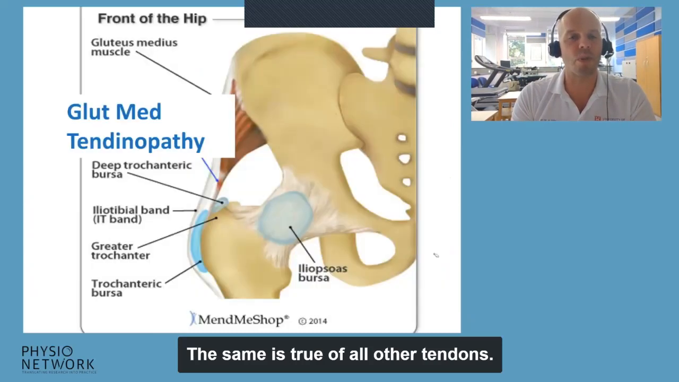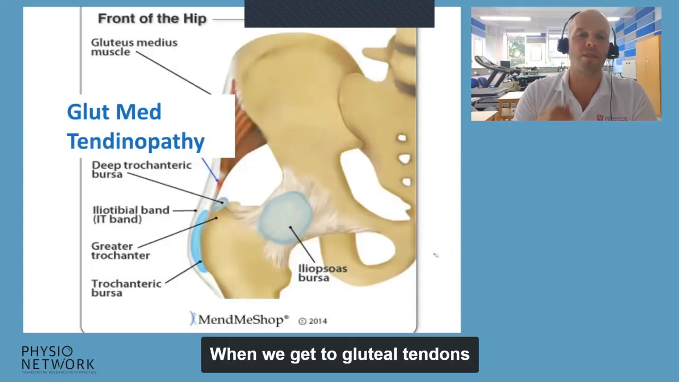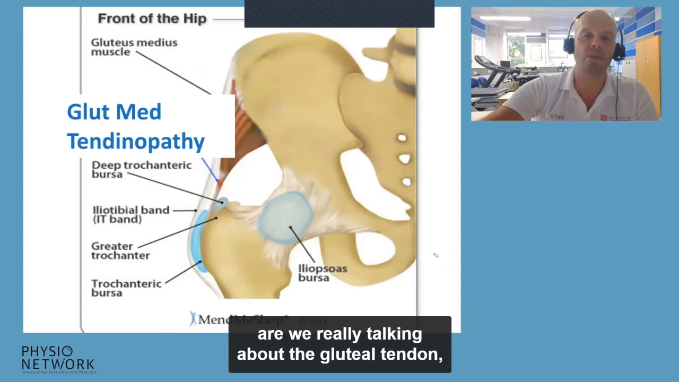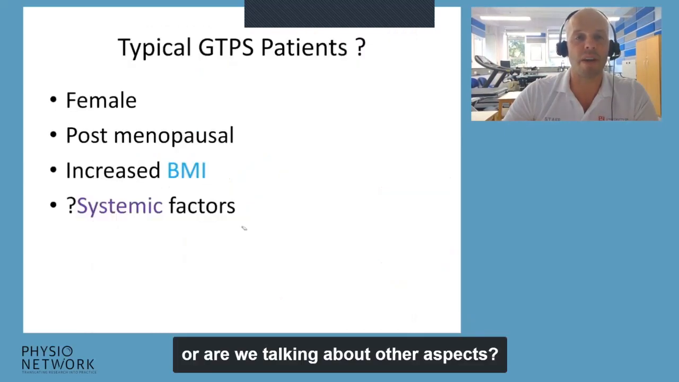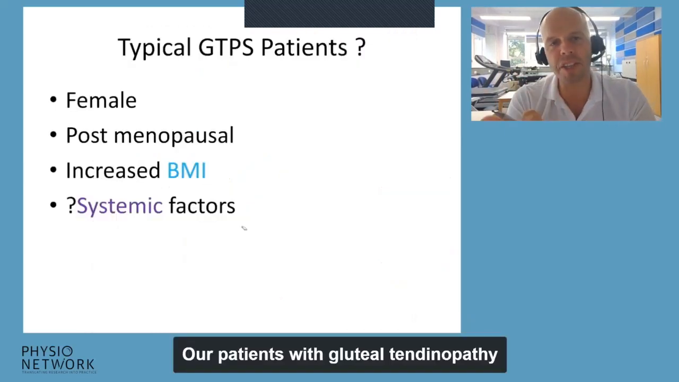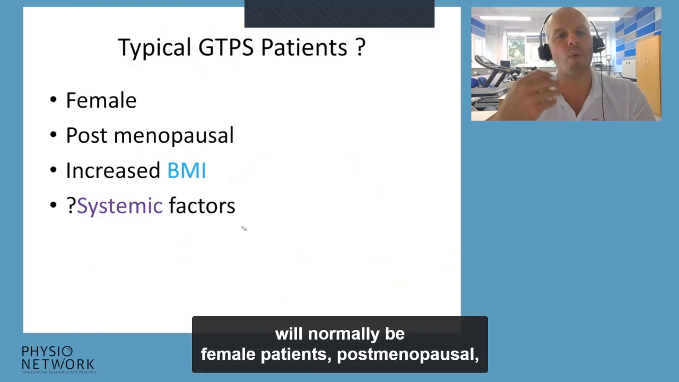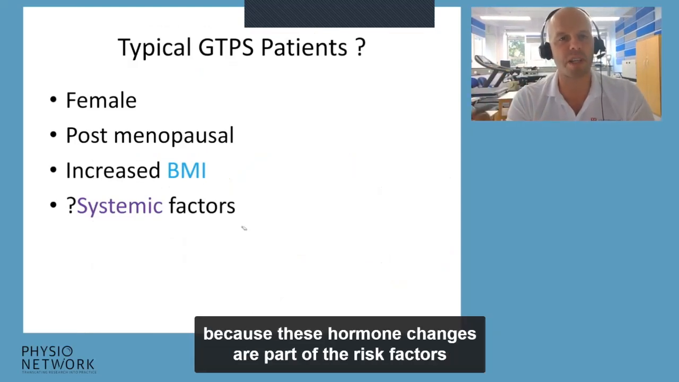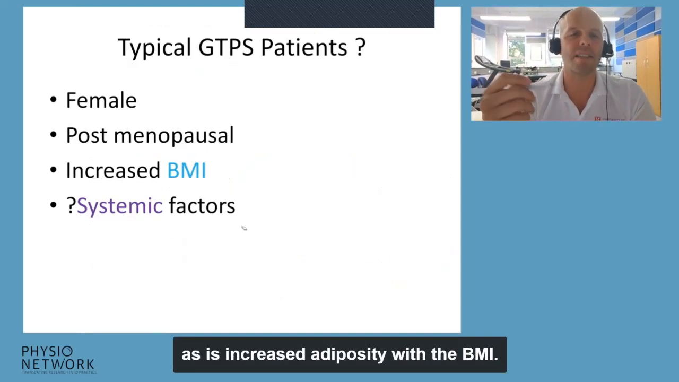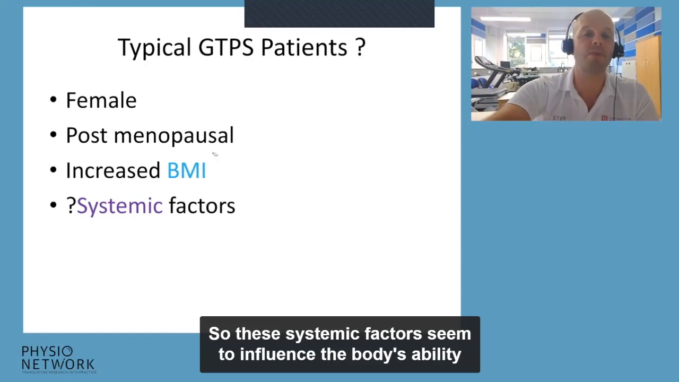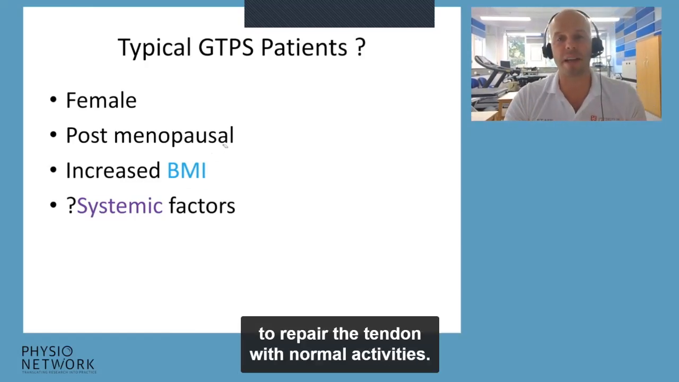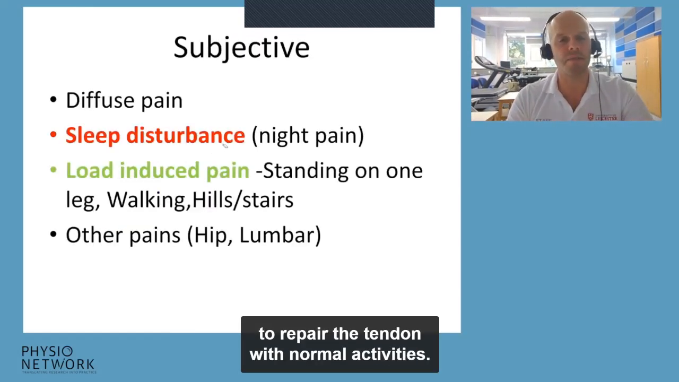The same is true of all of the tendons. When we get to gluteal tendons, are we really talking about the gluteal tendon and a potential for associated bursa, or are we talking about other aspects? Our patients with gluteal tendinopathy will normally be female patients, postmenopausal, because these hormone changes are part of the risk factors, as is increased adiposity with the BMI. So these systemic factors seem to influence the body's ability to repair the tendon with normal activities.